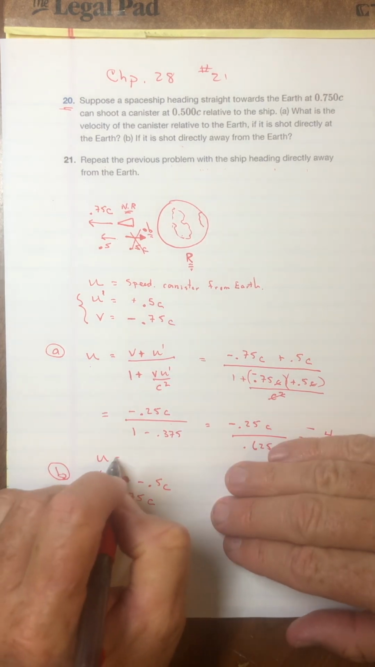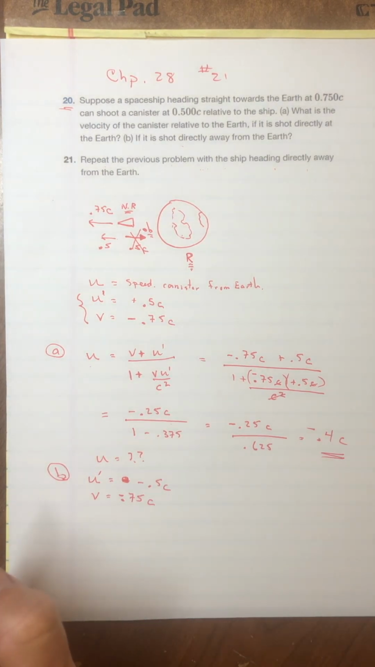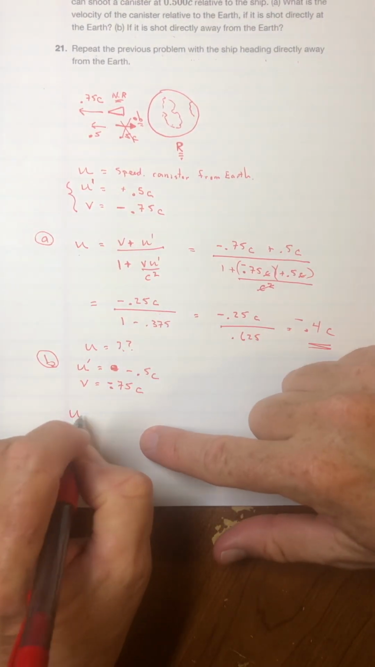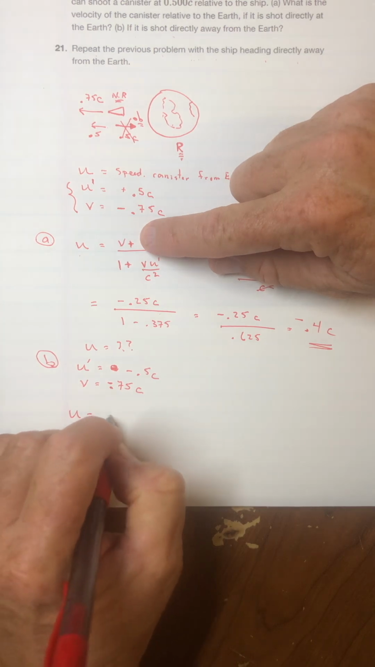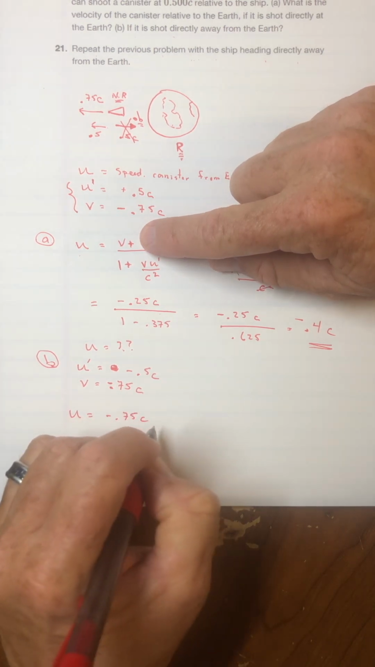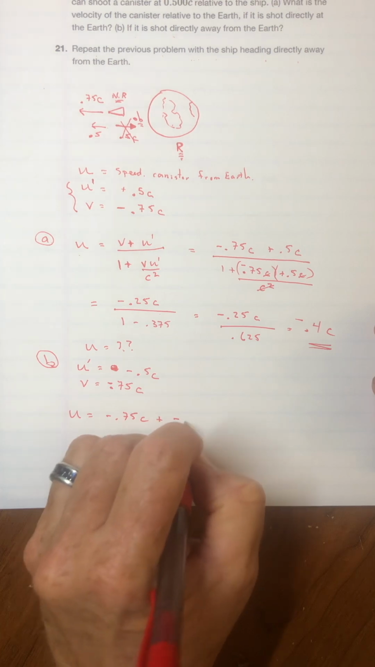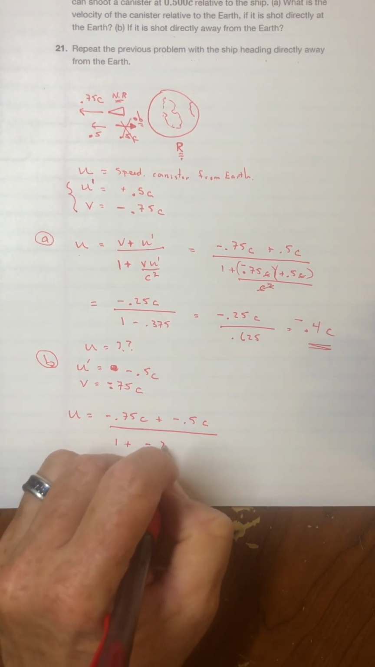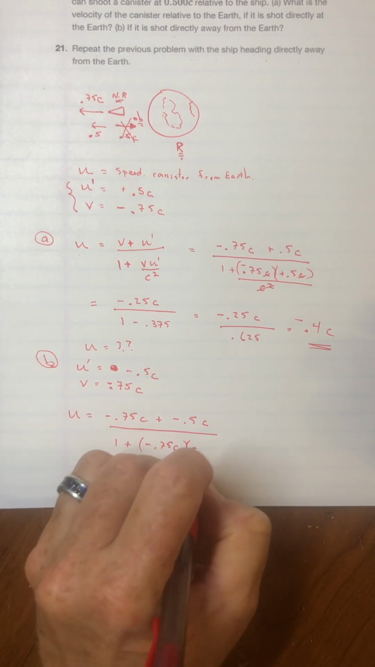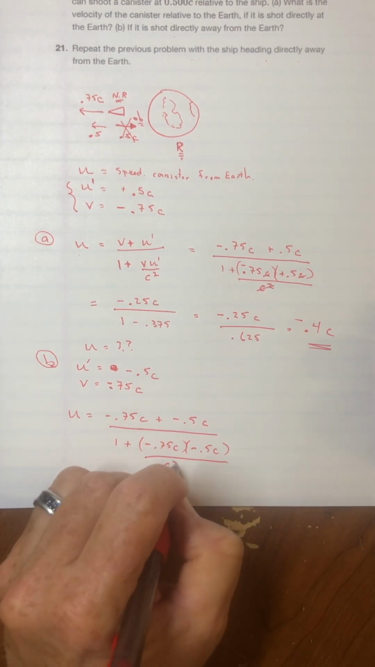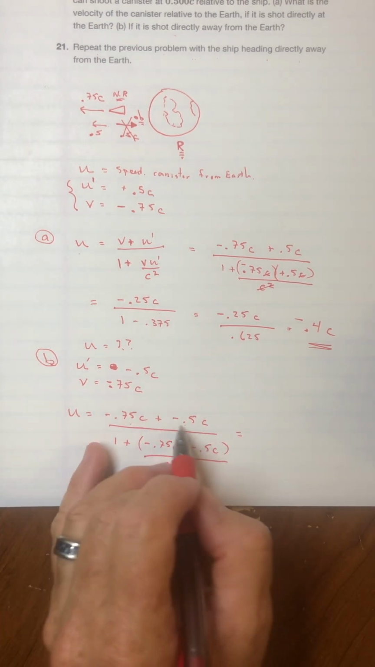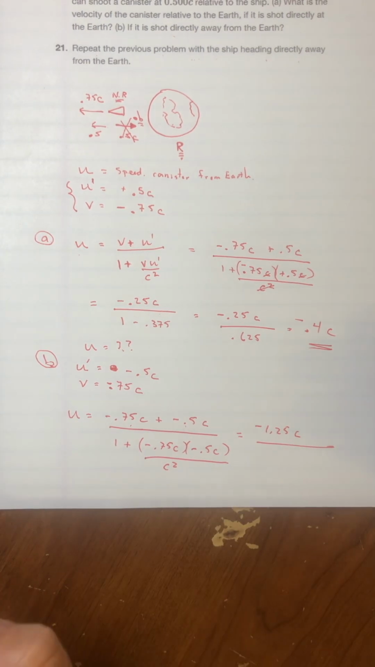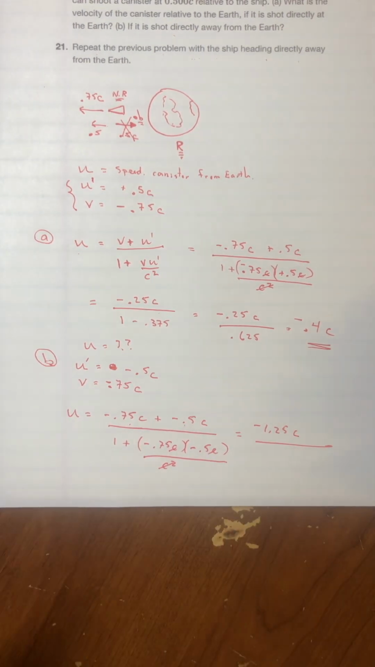And I'm still looking for the u. What is the velocity of the canister? So in this case, using the same equation, I would go u, and then I'd put in the v, which is negative 0.75 c. And then add to that the negative 0.5 c. Divide that by 1 plus, and then I'll have a negative 0.5 c times a negative 0.5 c all over c squared. The two negatives combine to give me 1.25 c negative. And in this case, again, the c's cancel off.